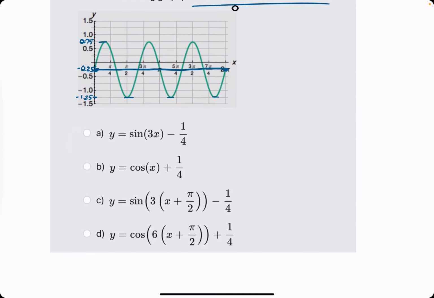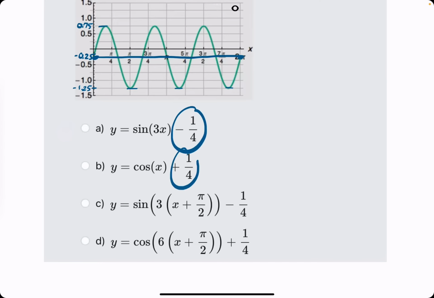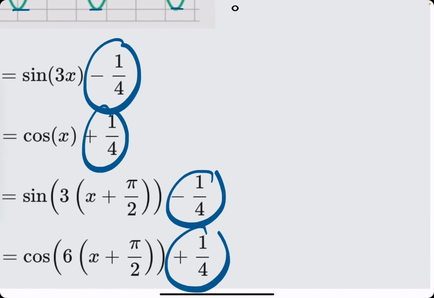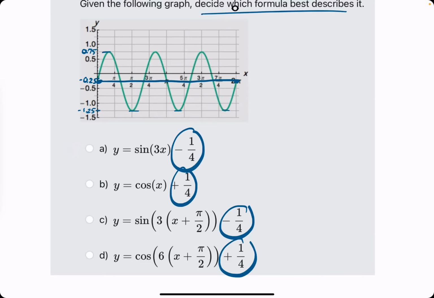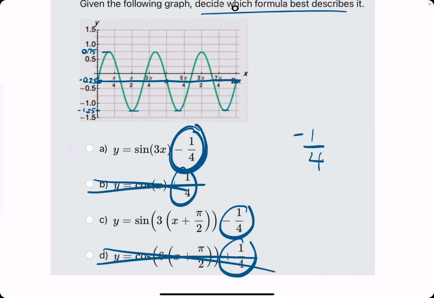Well, the midline should show itself at the end of the equation, because the end of the equation should tell us how far up or down the graph is being shifted. And so if it goes down to negative 0.25 or negative 1/4, that tells us that the equation of the function should end in negative 1/4 or minus 1/4 instead of plus 1/4. Okay, so this number on the end always tells you your midline value.